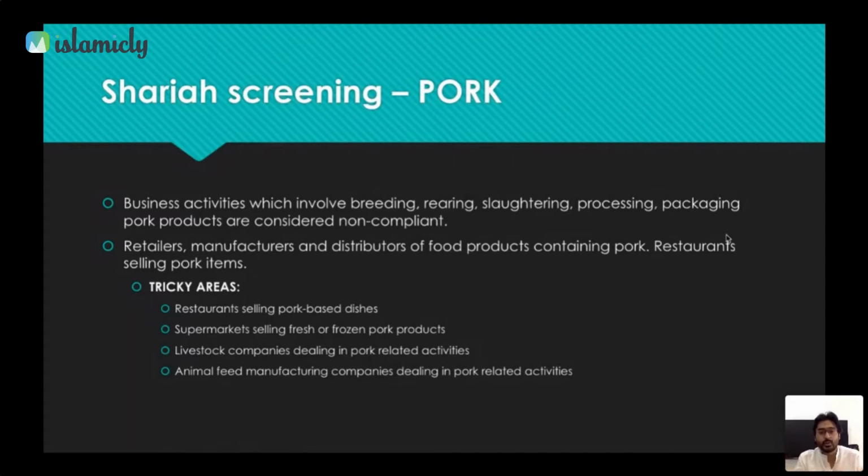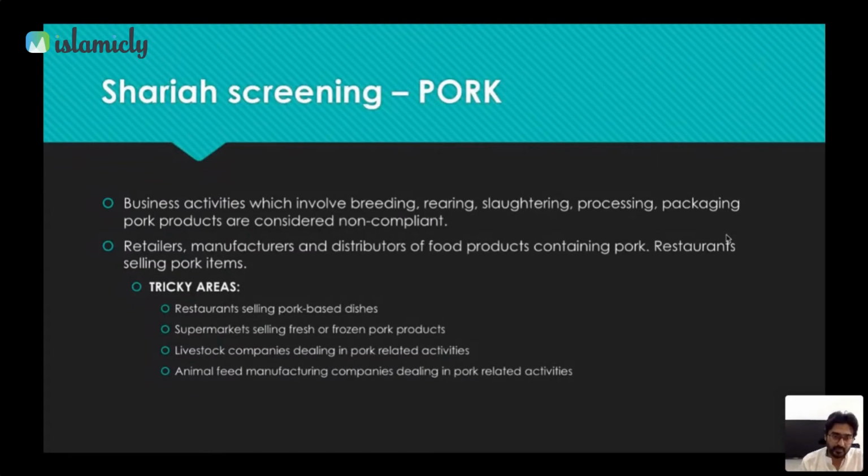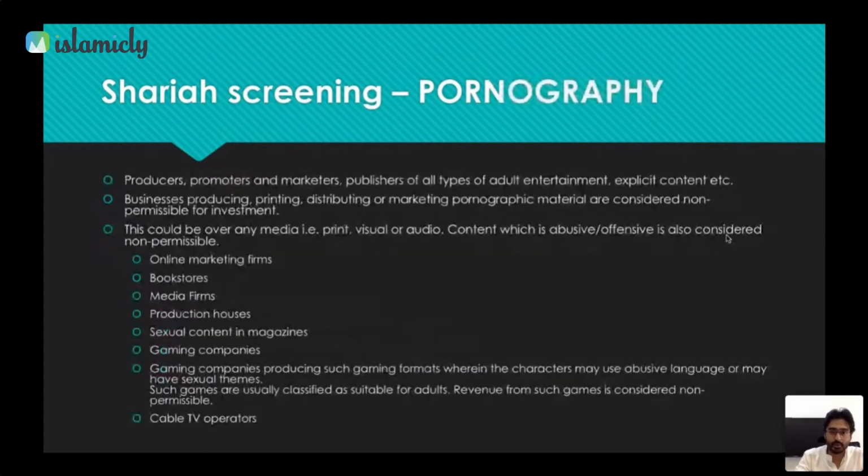It's still a controversial stock, but for the time being, we have kept it compliant because the investor relations has clearly told us that less than 2% of their entire produce is of pork products. Okay. So that's all about pork.